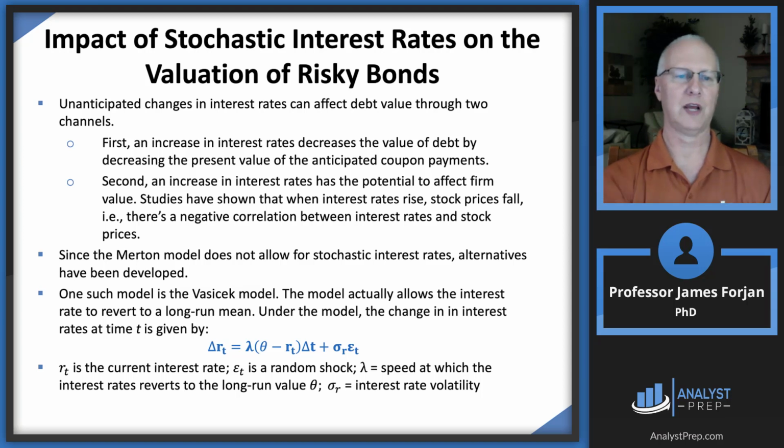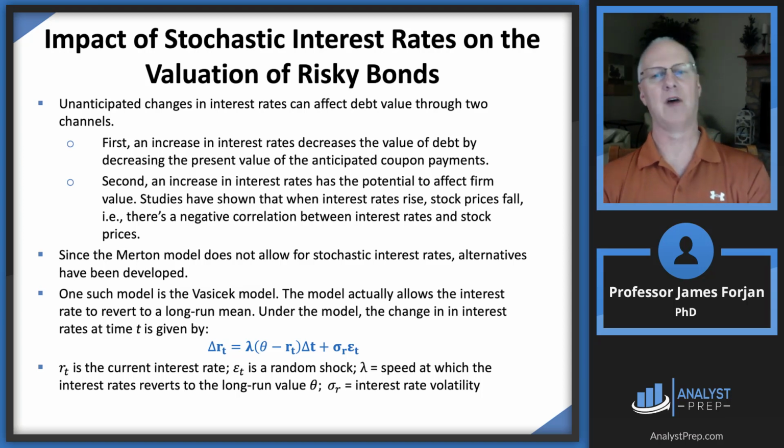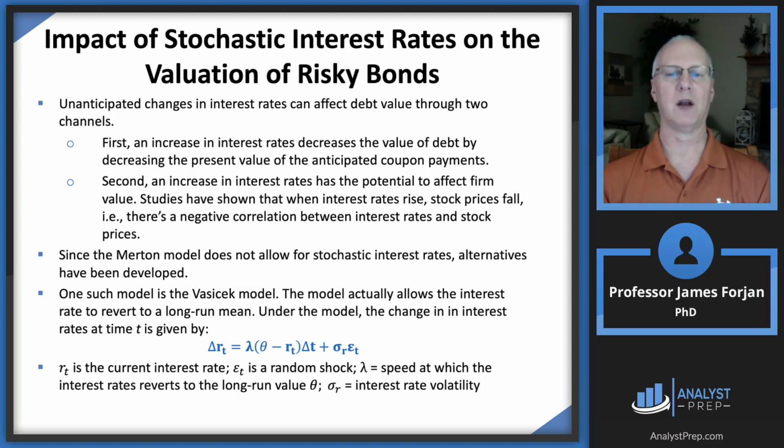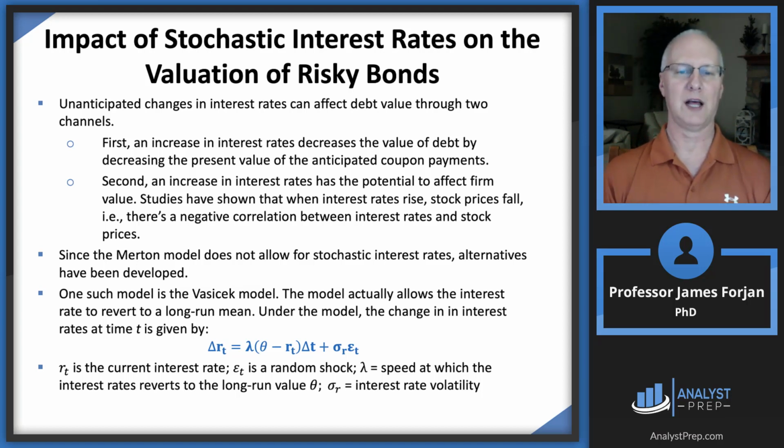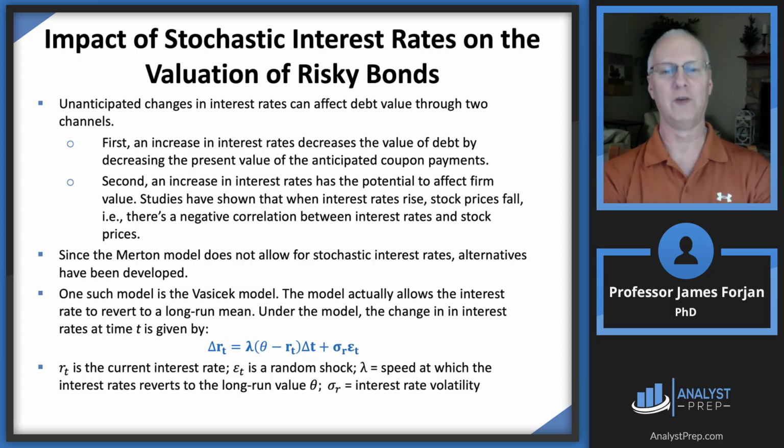All right, so notice the second bullet point. Since the model does not allow for stochastic interest rates, alternatives have been developed. One such model is the Vasicek model, which is fascinating and coincidental and ironic because I just gave my senior students an assignment using not the Vasicek model, but the Cox-Ingersoll-Ross model. We're going to do the Vasicek model next week. And so here's the model. What it does is it allows interest rates to change based on a couple of different factors.